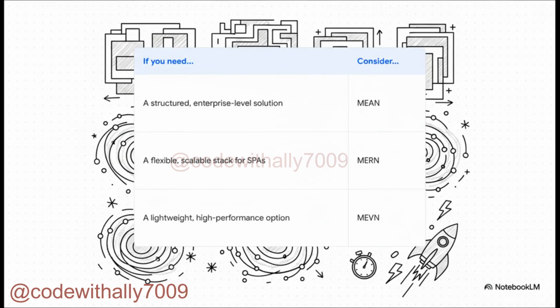So let's put it this way. If you're building a massive enterprise-grade app and you need structure above all else, you're probably looking at MERN. If you're building a slick, fast, single-page app and you want ultimate flexibility with a huge support network, MERN is your best bet. And if you just want to build something performant and elegant and you want to get started fast, MEVN is calling your name.